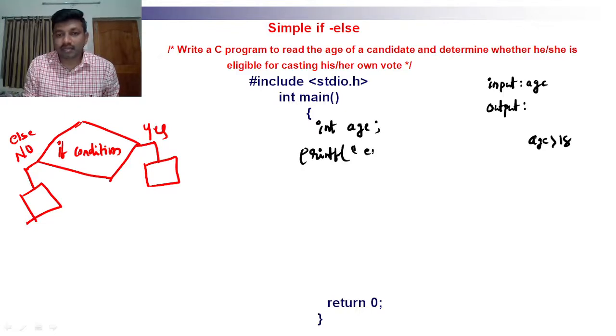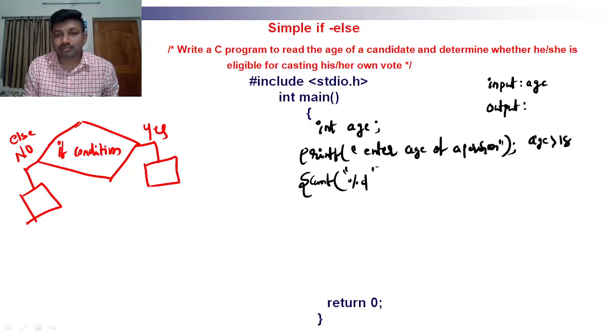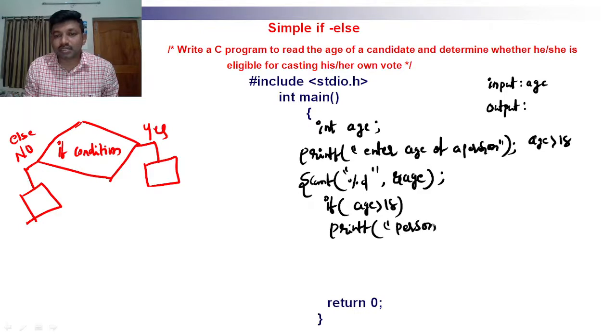printf, enter age of a person. Then let me write scanf for the person's age. Now I have to take the decision. If age is greater than 18, I simply say printf person is eligible to vote. Yes or no? Person is eligible to vote. Fine. I hope you are understanding.